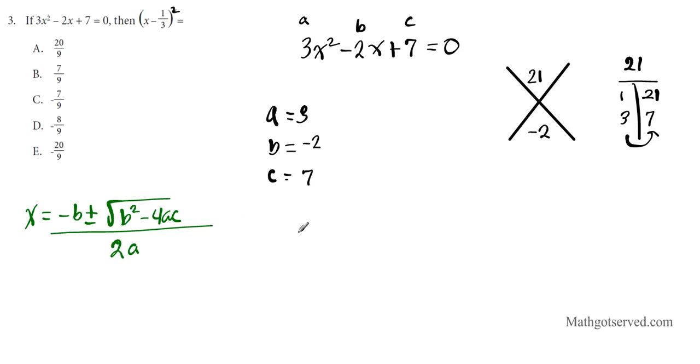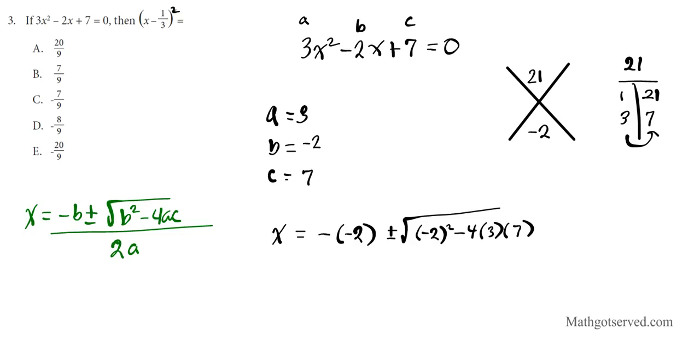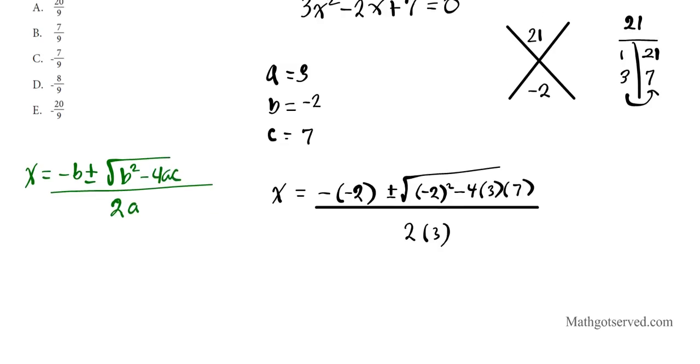So we're going to plug this into the quadratic formula. We're going to have x equals negative b, which is minus negative 2. Please be careful with the signs, okay? Plus or minus the square root of b squared, negative 2 squared, minus 4ac, over 2a, which is 2 times 3. All right. Now let's simplify further.